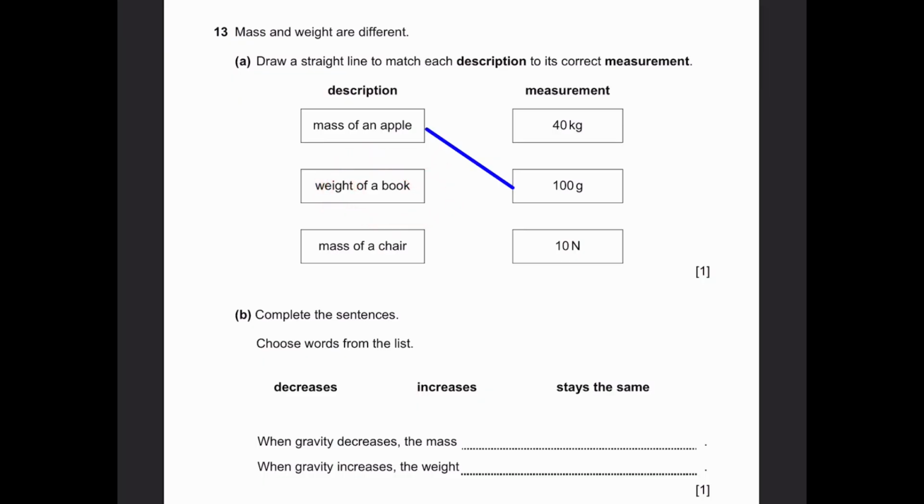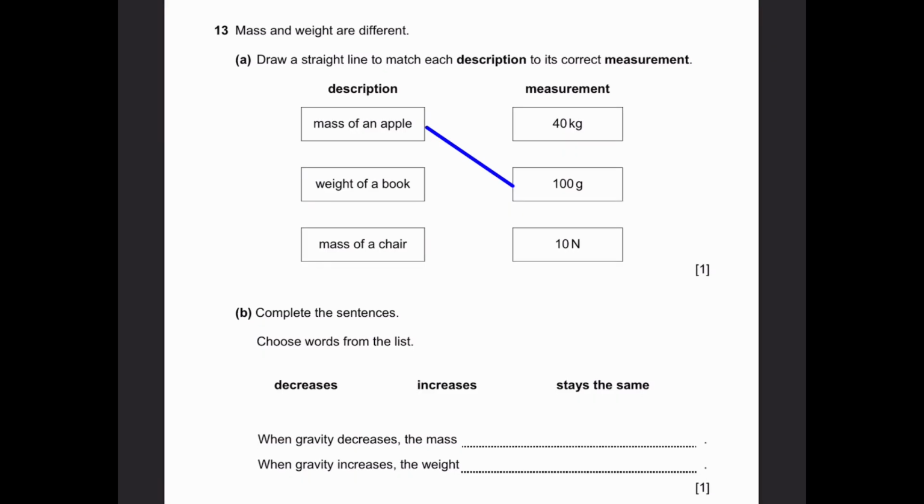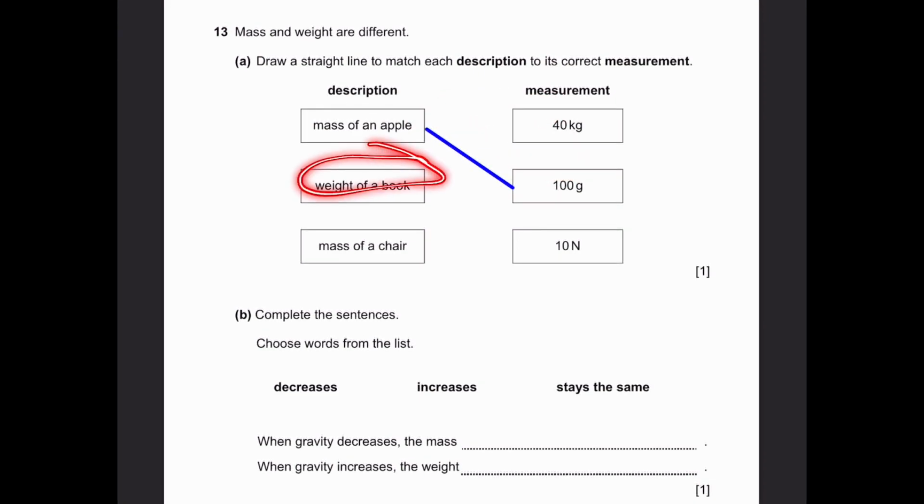Weight of a book. Well, as we know, mass and weight are different. How are they different? The unit of weight is different. The main difference between mass and weight is that weight is measured in newtons and mass is measured in grams or kilograms or all those units which we know. So the weight of a book is not 40 kilograms. It can be, but that's only if it was the mass. The weight of a book is measured in newtons, 10 newtons. Now the mass of a chair is 40 kilograms. That's the last option left, but then it also makes sense since chairs are heavy.